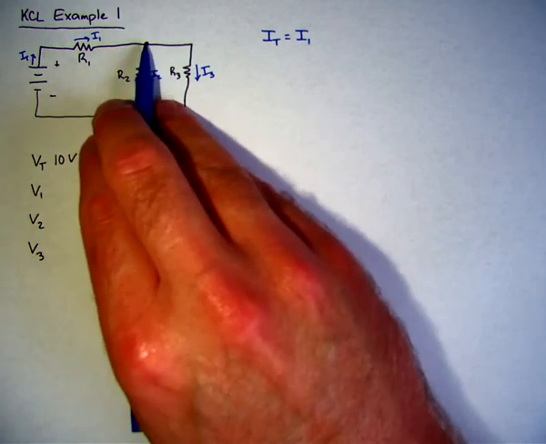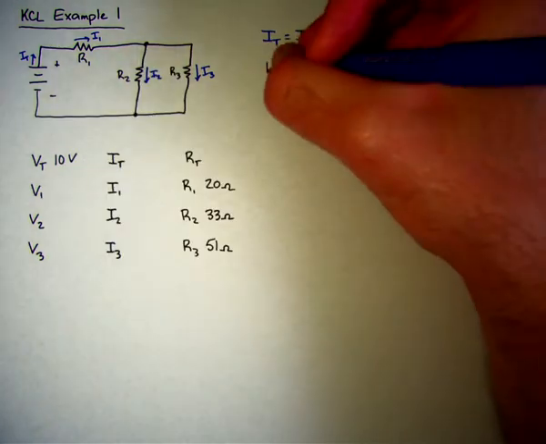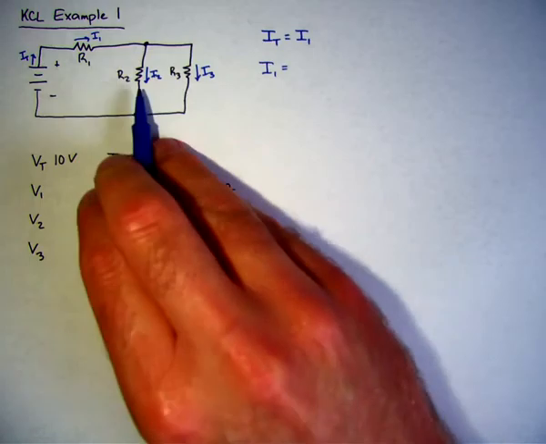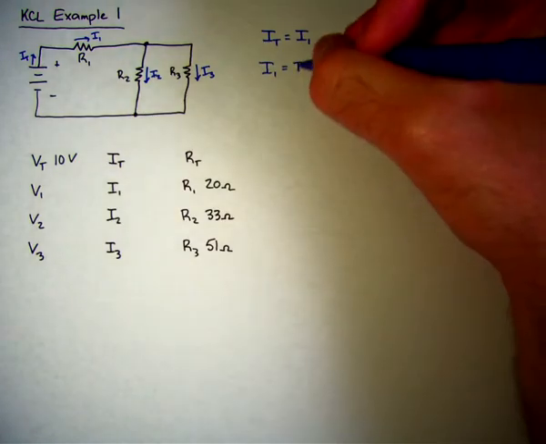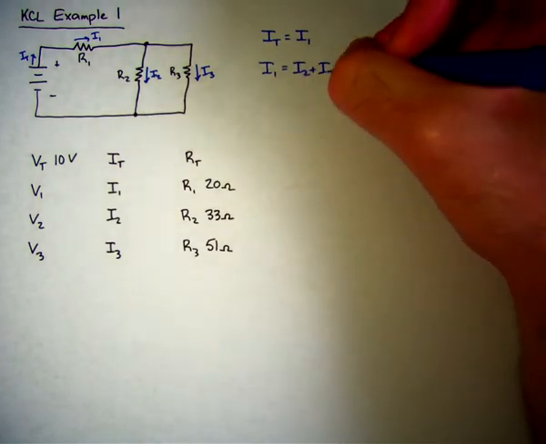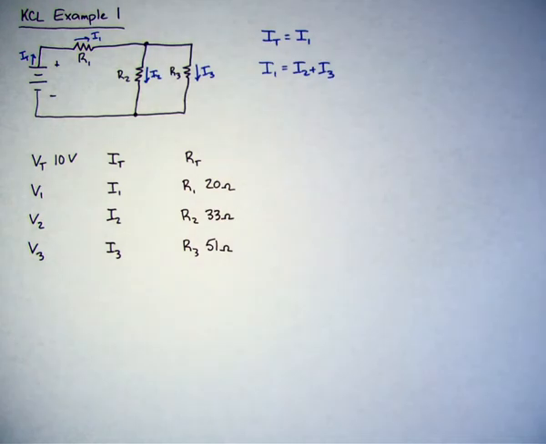Then if we look at this node over here, it means that I1 going in is equal to the combination of I2 and I3 coming out of there. So basically the total current is equal to I2 plus I3, which is fine. That'll help us later on down the road.